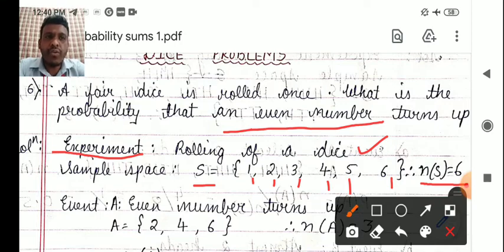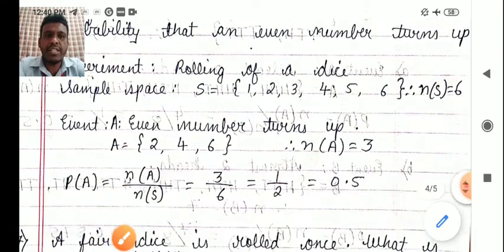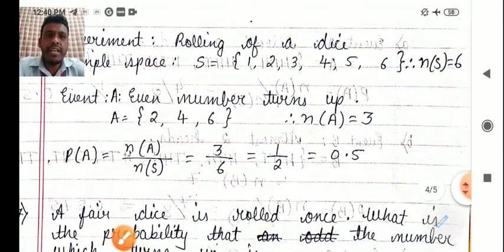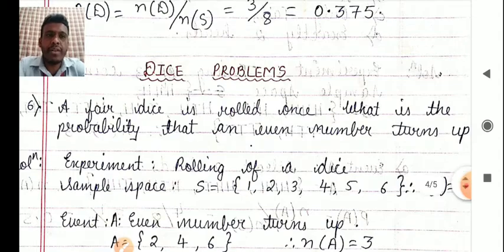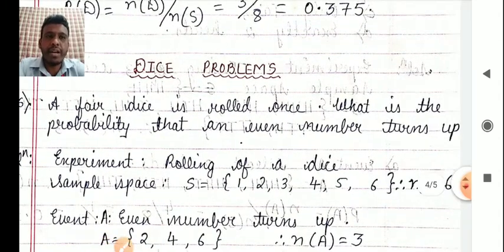We are not going to get any other outcome, so it contains all the possible outcomes of the experiment. So what is your n of S? That is the number of items in the sample space. If we count the number of items, we get 6 items in the sample space. Now the event A that we are interested in is an even number. They have asked what is the probability that an even number comes up.